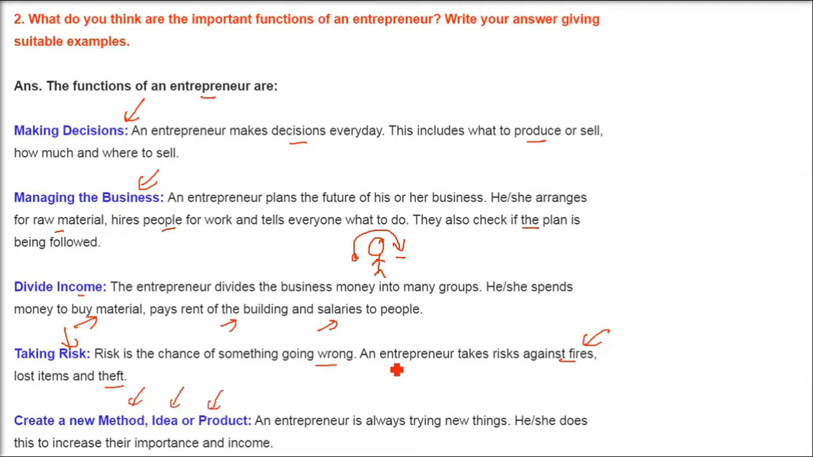Create a method, idea, or product. So an entrepreneur is all about a different thought, a new idea. If you are in Chandni Chowk going to your shop every day, coming back every day, that is not entrepreneurship. If you don't try new things, if you don't increase the importance of your entrepreneurship and the income, there is no point in doing the entrepreneurship. So new things should be there, and this is the requirement.